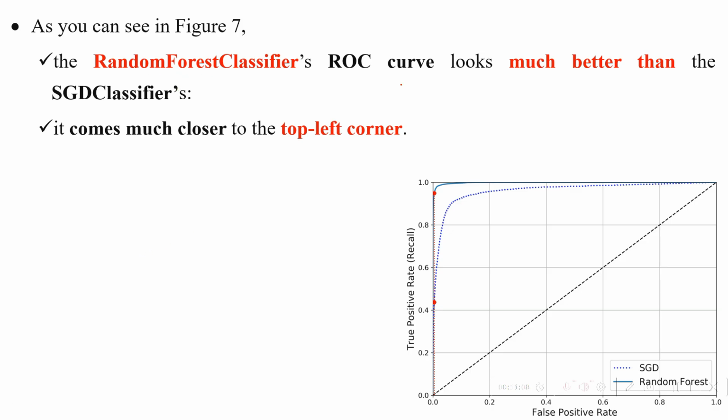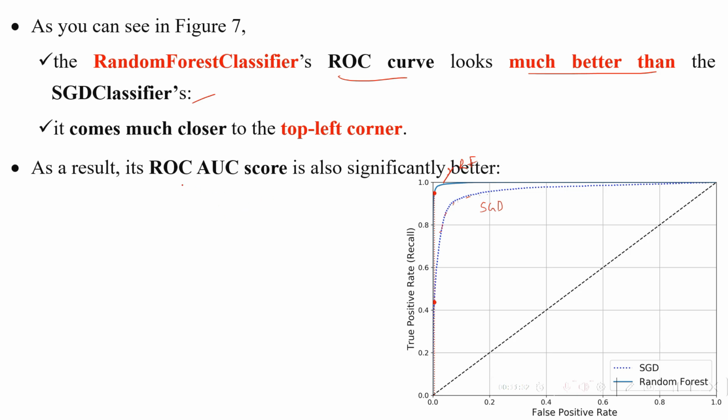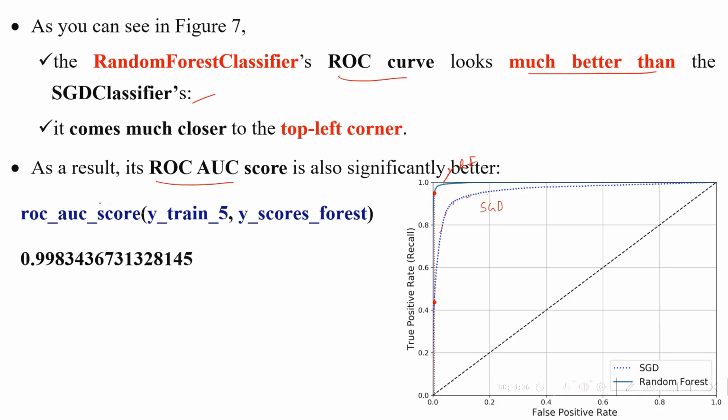Here the random forest classifier's ROC curve looks much better than the stochastic gradient classifier's. It comes much closer to the top left corner. The dotted line is the stochastic gradient classifier, whereas this one is the random forest classifier curve. As a result, the ROC-AUC score is also significantly better. roc_auc_score of y_train_5, y_scores_forest gives 0.99, compared to the stochastic gradient ROC-AUC. The area under the curve for the random forest is 0.99, which is way more than SGD, so the random forest has the highest AUC value.